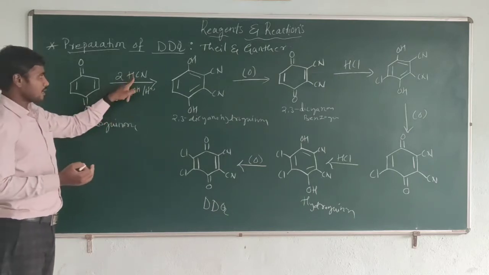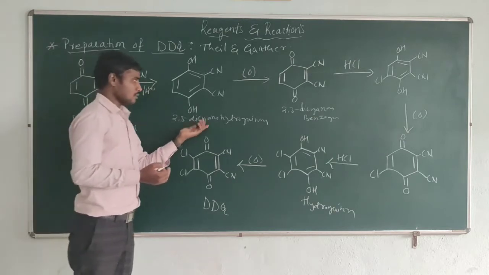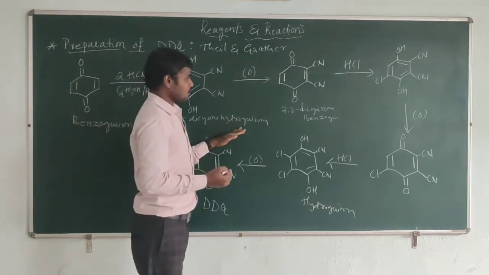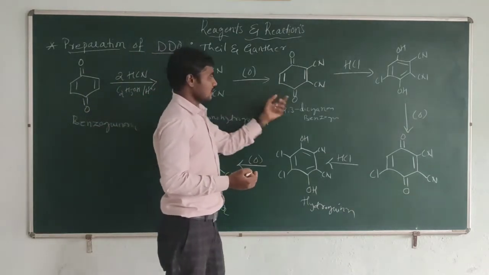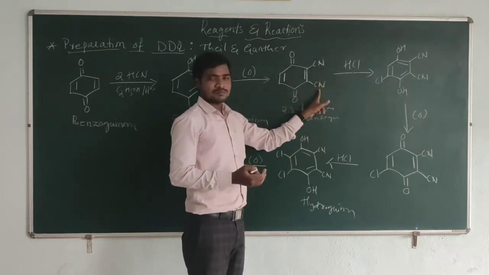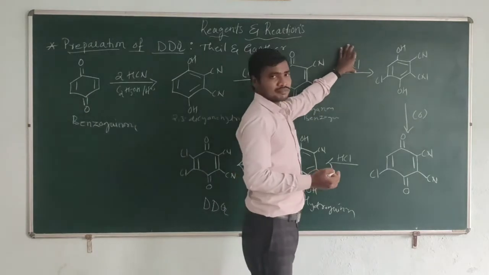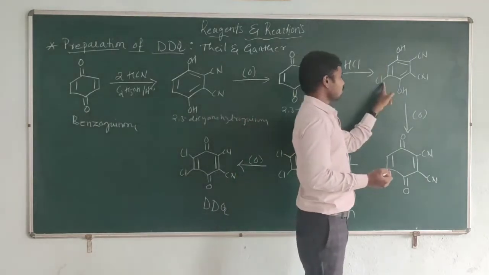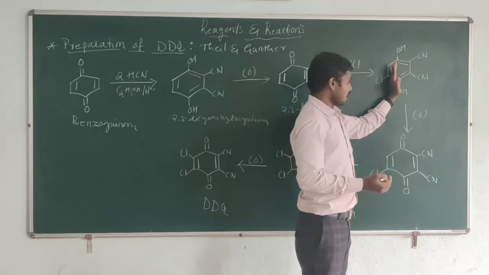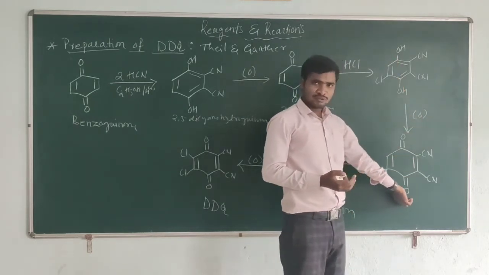Benzoquinone, after reacting with HCN in ethanol medium, converts into a cyano-substituted hydroquinone molecule. This hydroquinone molecule after oxidation converts into benzoquinone, that is the cyano-substituted benzoquinone. This benzoquinone after reacting with HCN converts into monochloro-dicyano-substituted hydroquinone.